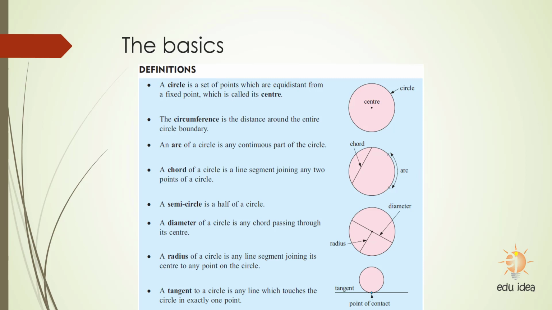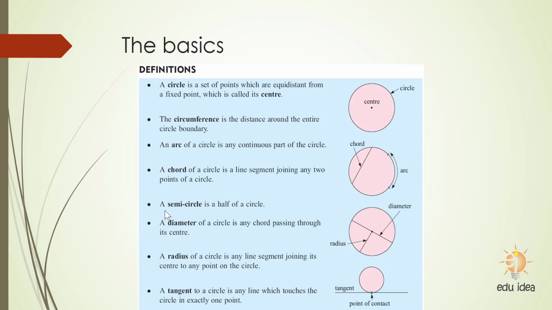Okay, the next one is a chord. A chord of a circle is a line segment joining any two points of a circle. For example, you have a point over here and another point over here, and then you drag a line from the first point to the second point, right? So it is inside the circle like this. Then this is what we call a chord. You can put any point you want, for example here, and drag a straight line. That is also a chord.